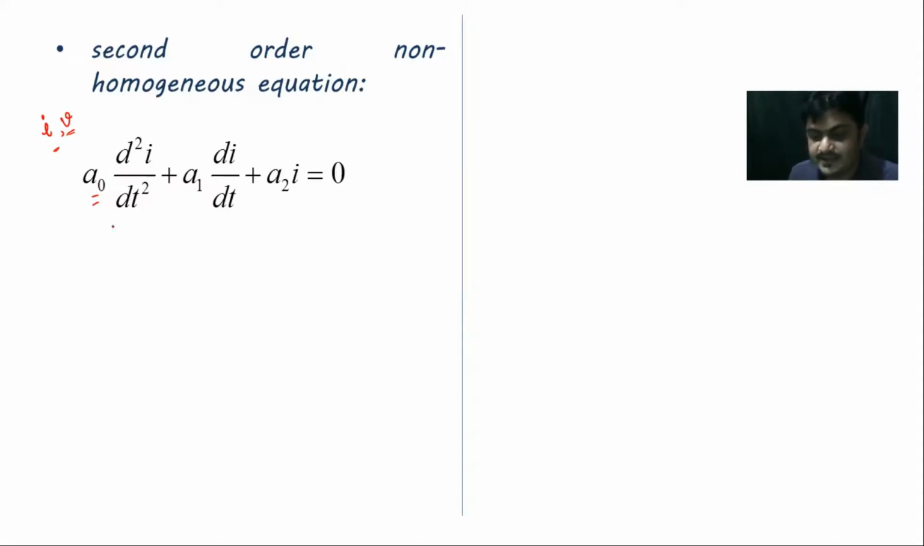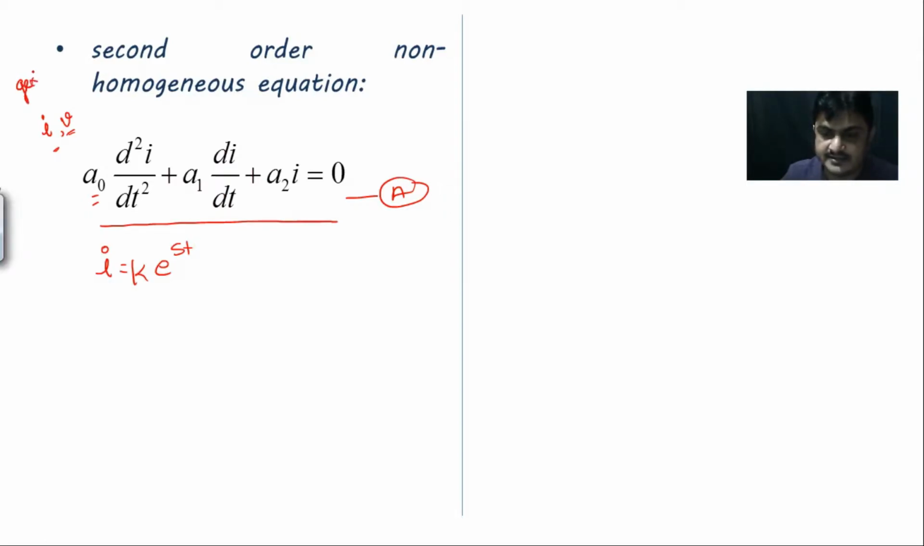Now the second thing is that initially we assume some value that will satisfy this equation. Let us say I am guessing i that is equal to e raised to st. This is some value that I am assuming will solve this equation. If i equal to e raised to st solves this equation, I can also assume that some constant k into e raised to st will also satisfy this equation. If you remember your mathematics class, if g of x is a solution, then k into g of x is also a solution for this second order differential equation.